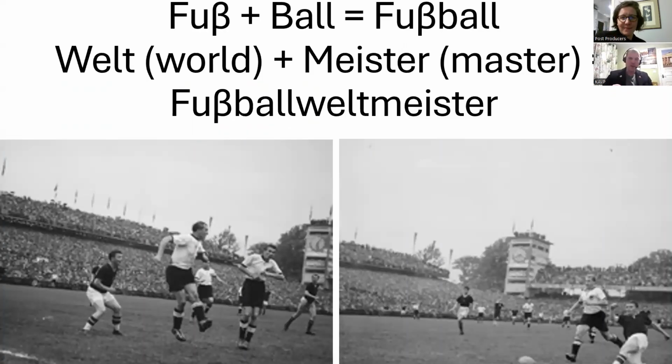Let's try a more complicated word. I mean, we already know that if we combine Fuß, a foot, with Ball, we get Fußball, football. Now, if we now add the words Welt, which is the German for world, and Meister, which is the German for master or champion, we get Fußball-Weltmeister. 4 words in one long word. And of course, it means football world champion.